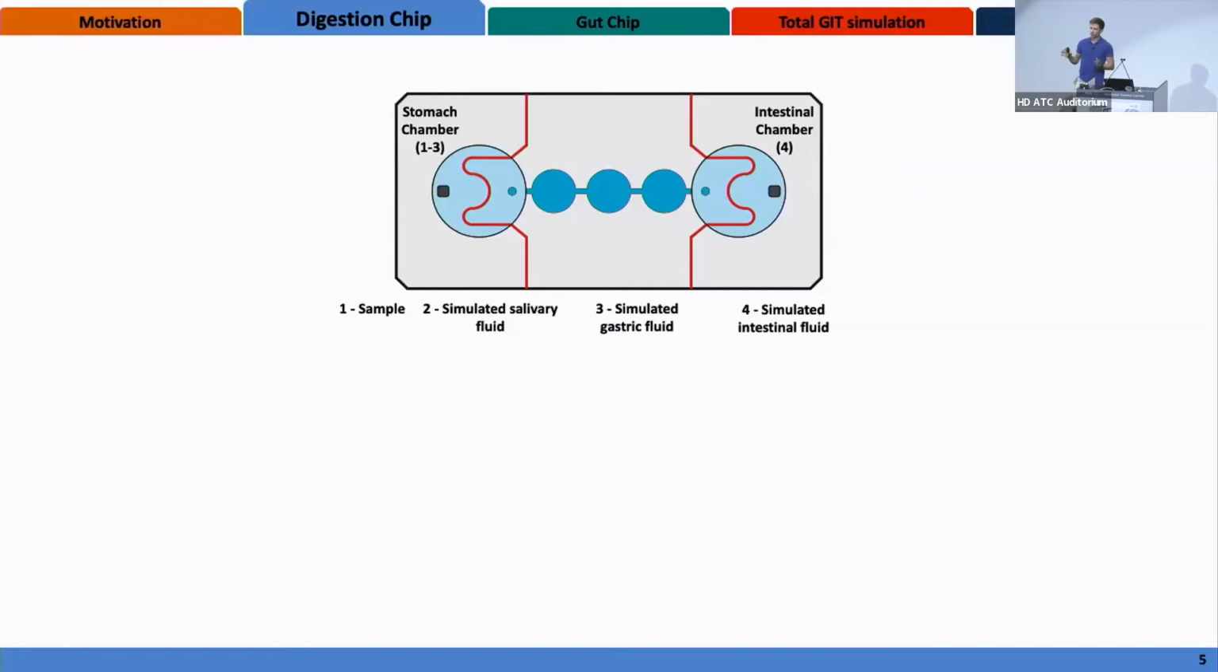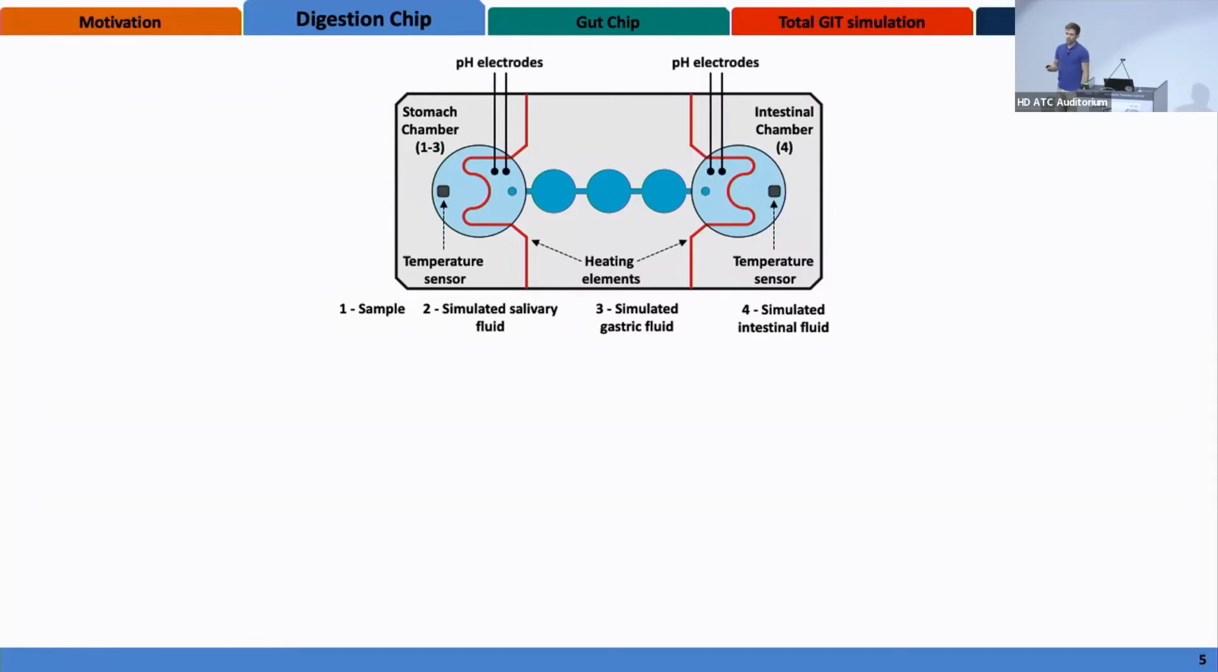So this is the design that we came up with. You can see that we've got two separate chambers, a stomach chamber and an intestinal chamber. In the two chambers, we're going to be adding our sample and simulated salivary, gastric, or intestinal fluids. And we have the two chambers sensorized with temperature sensors, which are going to be working in parallel with heating elements to bring the temperature up to 37 degrees.